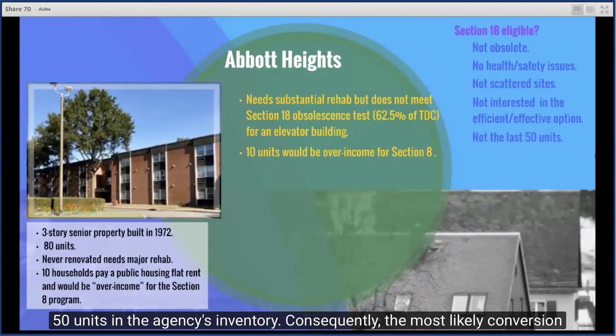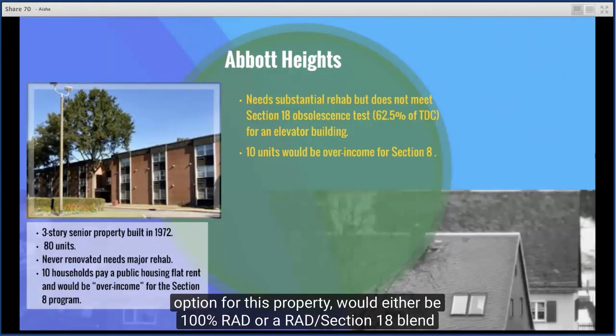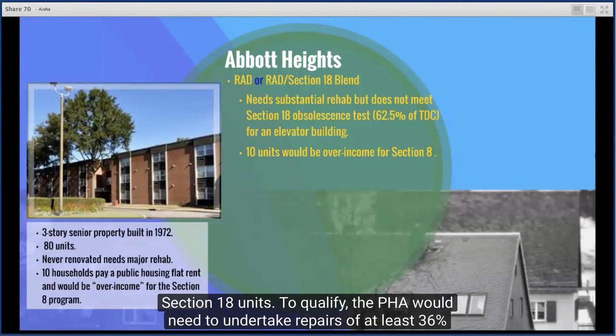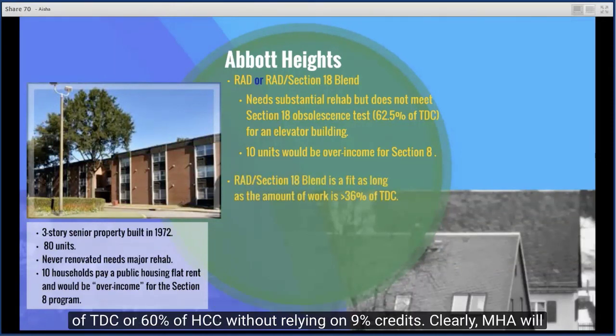Consequently, the most likely conversion option for this property would either be 100% RAD or a RAD Section 18 blend with 75% of the units as RAD and 25% as Section 18 with higher rents on the Section 18 units. To qualify, the PHA would need to undertake repairs of at least 36% of TDC or 60% of HCC without relying on 9% credits.